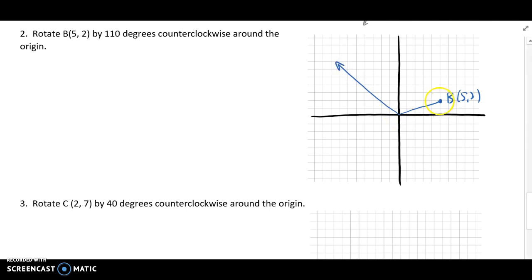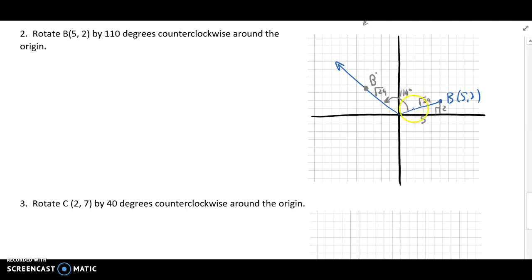Well, we're going to do a couple things here first. This length is 5, this length is 2. If you use Pythagorean theorem, this length is the square root of 29, which means that if we go out on this 110-degree angle, so here is our 110 degrees, go out the distance of square root of 29, that's going to be where B prime is located.